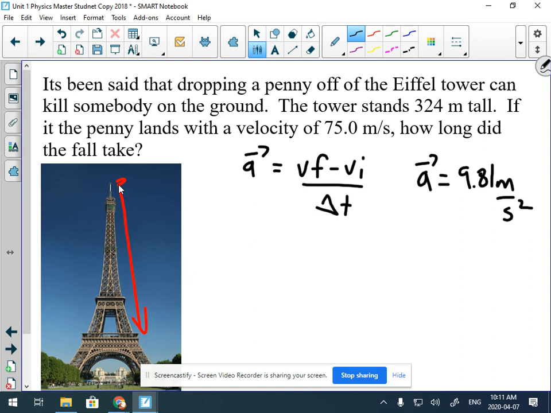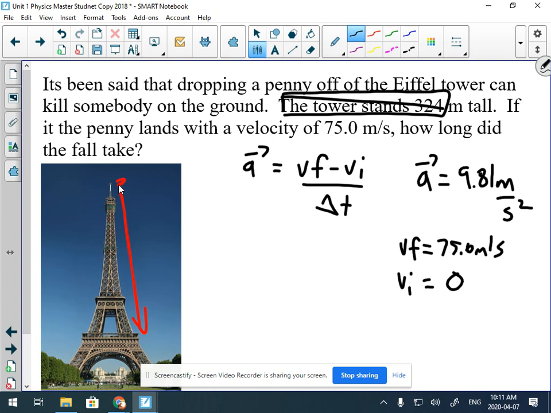Now, the velocity final is what the penny lands with, 75 meters per second. Before you drop a penny, how fast is it going? It's not going fast at all. It's going 0. Now, this height of the building, we're not going to use. So what we have to do is solve for time.